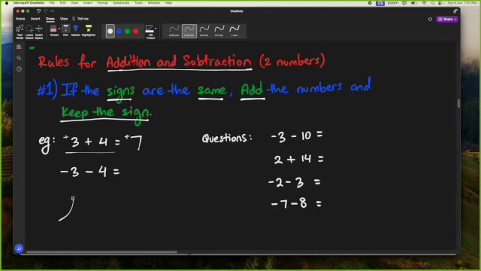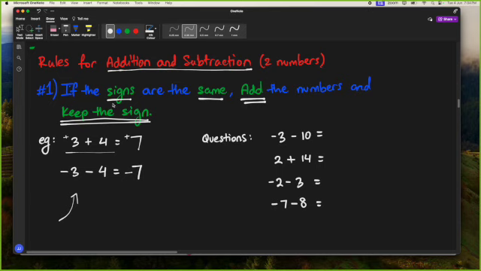Look at this example here. When the signs are the same, so we have a minus 3 and then a minus 4. So they both are negative. They're both sad. So when the signs are the same, you add the numbers. So 3 and 4 is 7, and you keep the sign. So the sign there is negative. It will be -7. And I have 4 questions here. You all have 30 seconds to do these questions, and then I'm asking for answers.